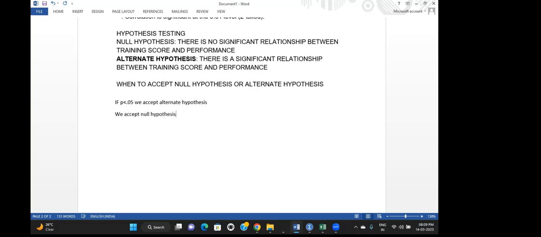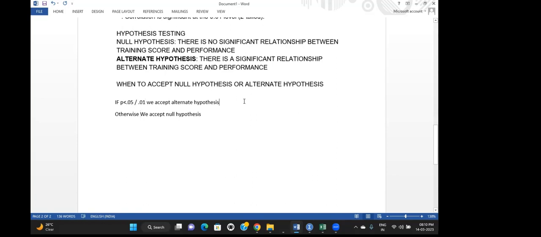Is this point clear? What I have said is, if the p value is less than 0.05 or 0.01, we accept the alternate hypothesis. Otherwise, we accept the null hypothesis. If the p value is more than this, we accept the null hypothesis.